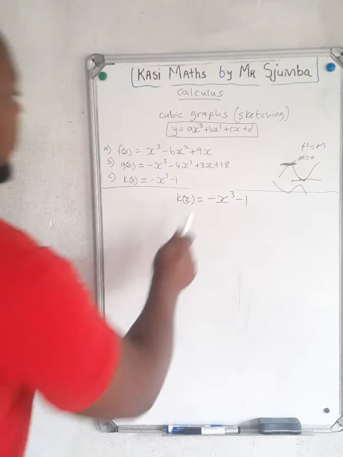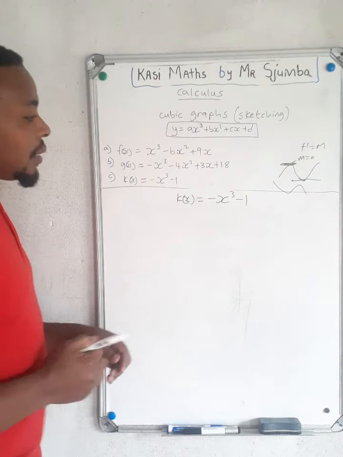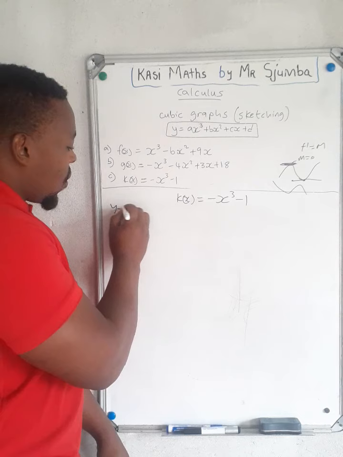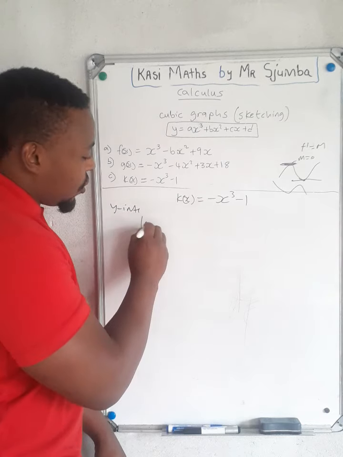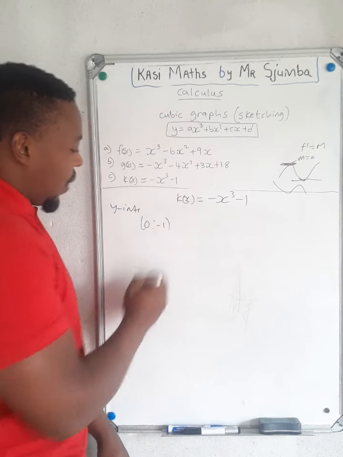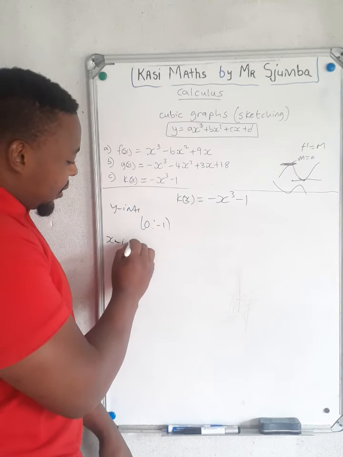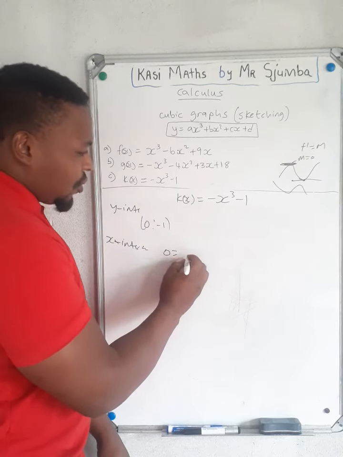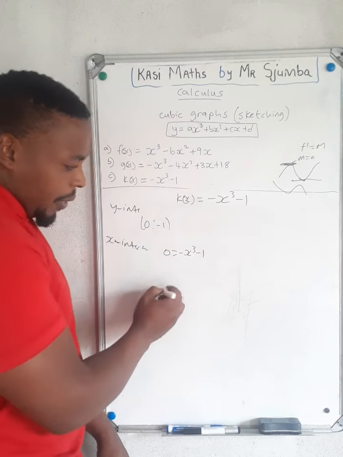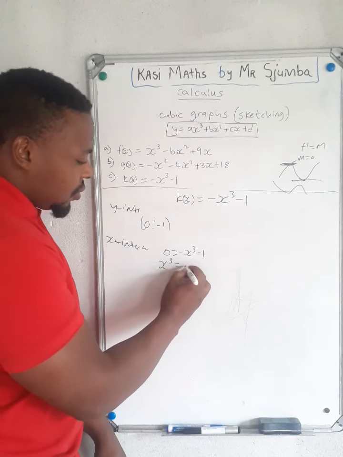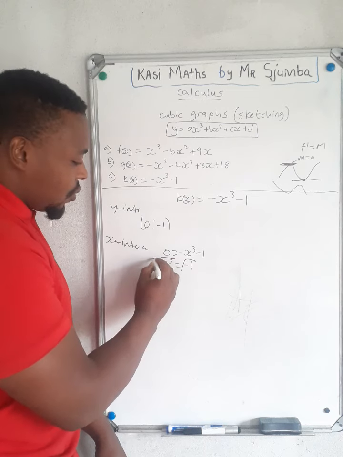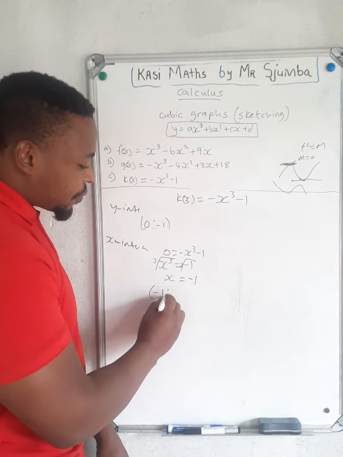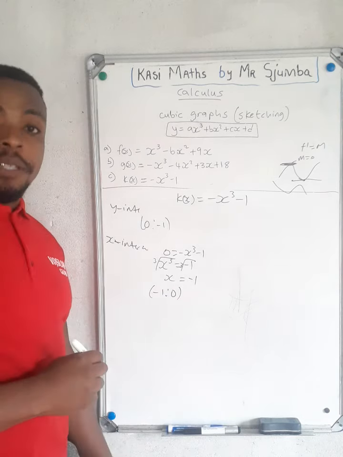Okay, the last graph. This one is kind of different. So for the y-intercept, we must make x 0. So for the y-intercept, if we make x 0, we are left with minus 1. Then for the x-intercept, we should make y 0. So it will be 0 equals minus x cubed minus 1. We transpose this, it will be minus 1, and we take the cube root. Then x will equal minus 1. So the x-intercept is minus 1 comma 0.